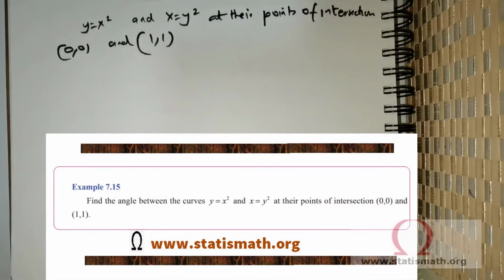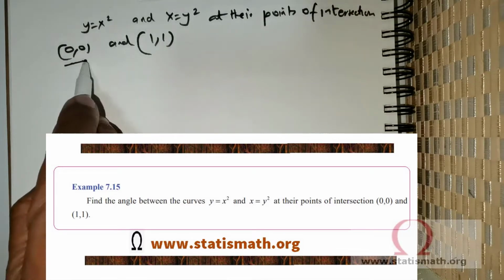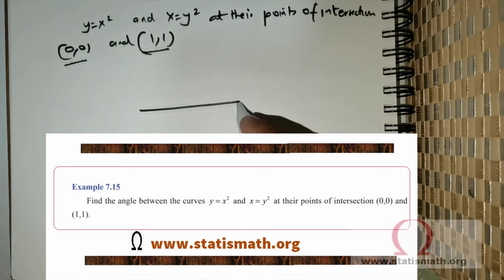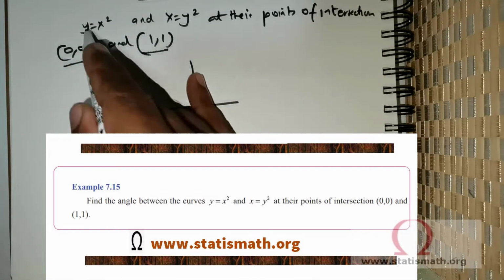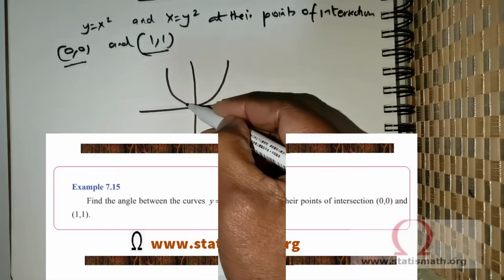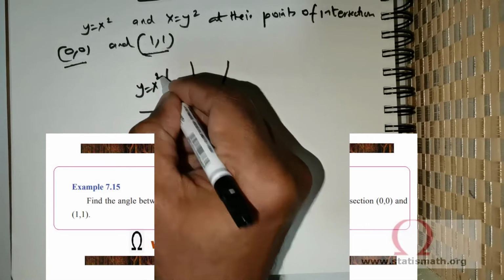Students were given this question. We are expected to find the point of intersection of these two curves at (0, 0) and (1, 1). Now, y is equal to x squared. If you were to draw this graph, it is going to be a U-shaped parabola. So this is going to be the parabola of y is equal to x squared.